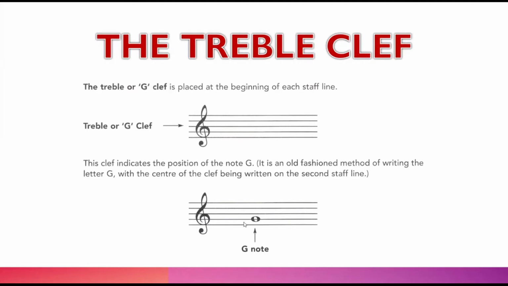Now, why is it also called a G clef? Because when you start drawing the clef, you start on the second line of the music staff. And the second line is where the note G is. So this is a given note. That's why it's called a G clef, because it indicates the position of the note G on the music staff.